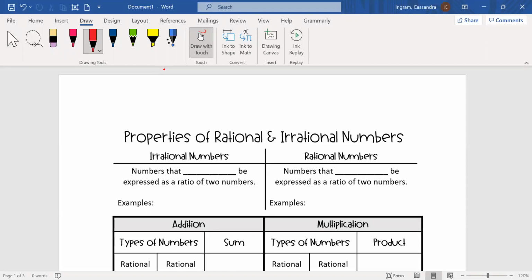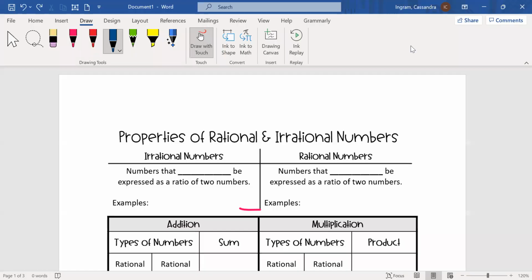So irrational numbers are numbers that cannot be expressed as a ratio between two numbers, meaning it cannot be written as a fraction, okay? Cannot be written as a fraction.